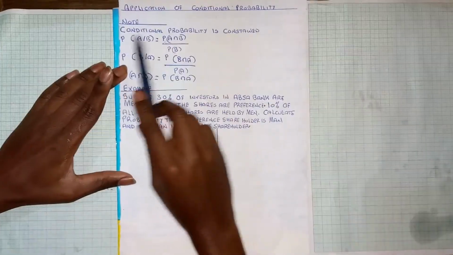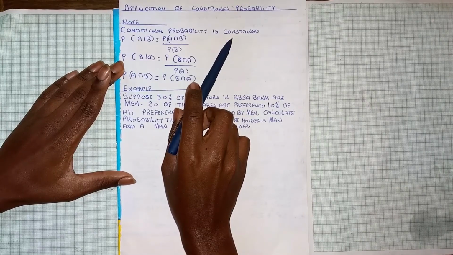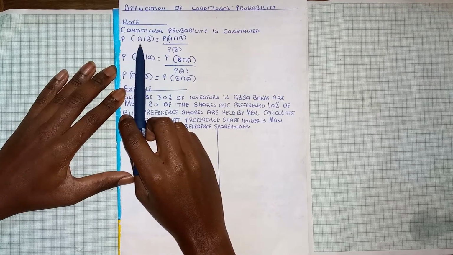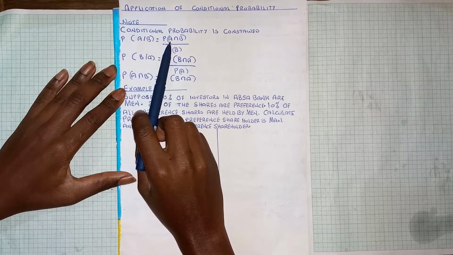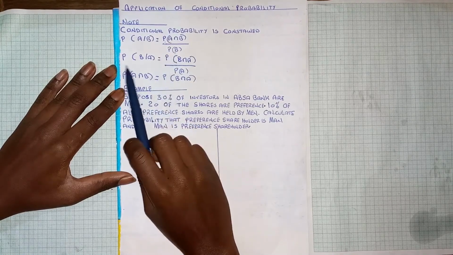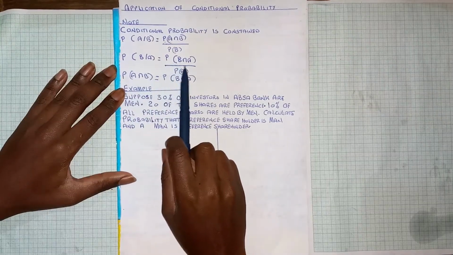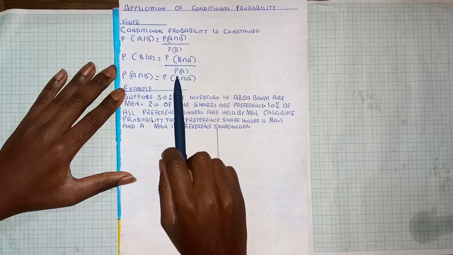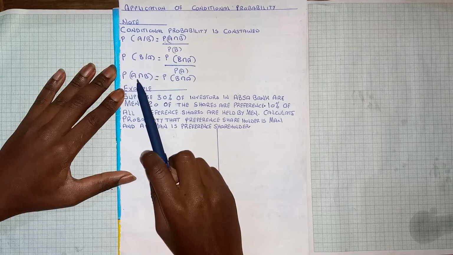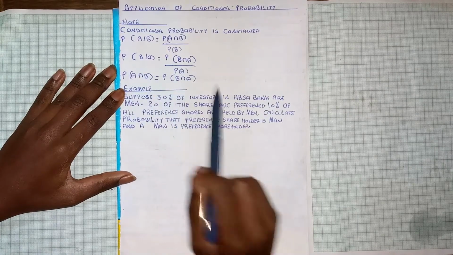Application of conditional probability. Note: conditional probability is a constrained probability distribution. So, the probability of A given B is equal to the probability of A intersection B over the probability of B. The probability of B given A is equal to the probability of B intersection A over the probability of A. You should also note that the probability of A intersection B is also equal to the probability of B intersection A.